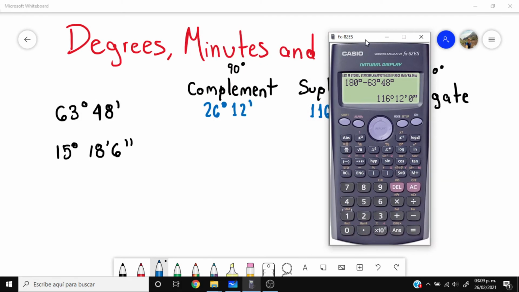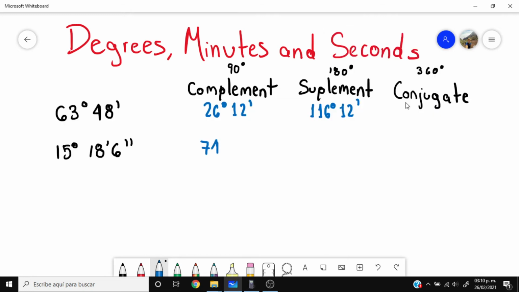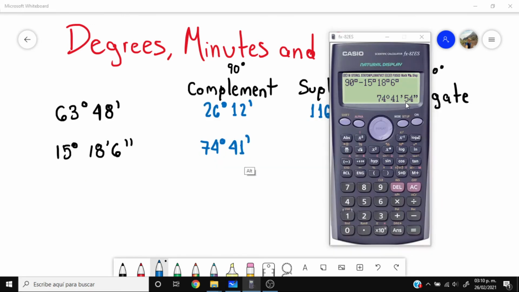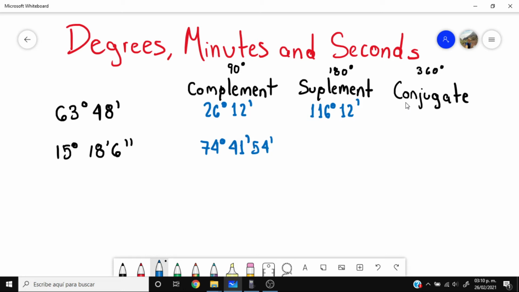So let's do the same now with this angle over here. In this angle I have seconds, but the procedure will be exactly the same. So I have 90 degrees minus 15 degrees, then this key, 18 minutes, the key, and 6 seconds. I'm gonna press equal. So that will be the answer: 74 degrees, 41 minutes, and 54 seconds.